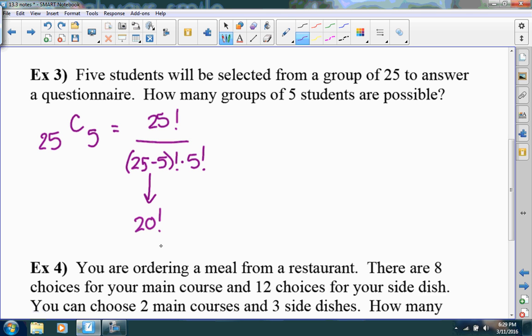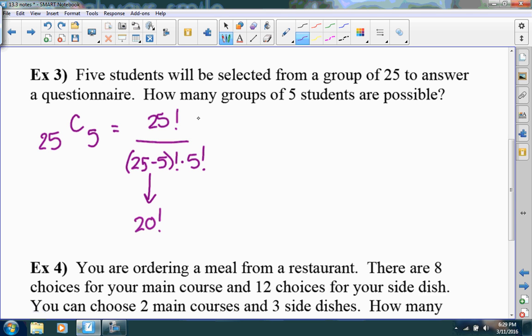So now, in my numerator, I would have 25 times 24 times 23 times 22 times 21, and so on, all the way down to 1. And then in the denominator, I would also have 20 times 19, 18, 17, 16, 15, and so on, all the way down to 1. And then I would have to cancel.